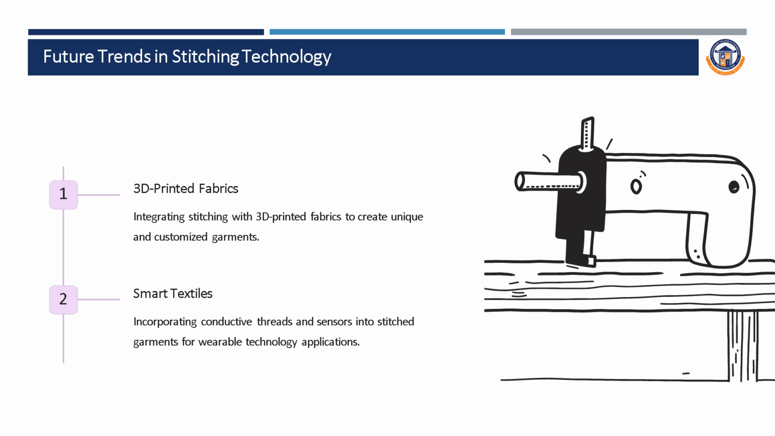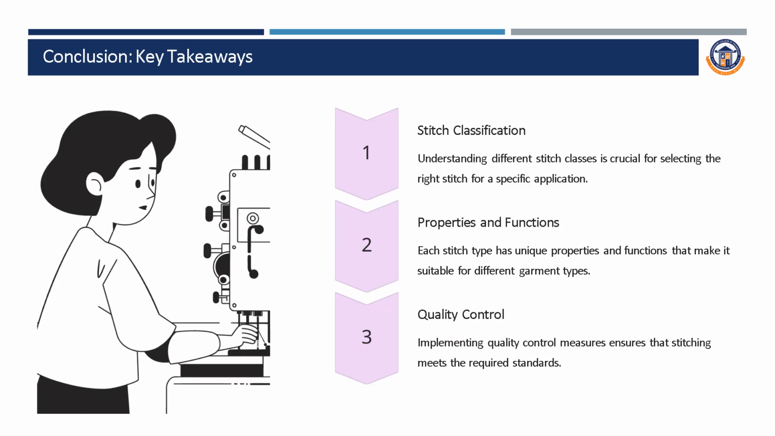Future trends in stitching technology. One is 3D printed fabrics, integrating stitching with 3D printed fabrics to create unique customized garments. Smart textiles is another future technology, incorporating conductive threads and sensors into stitched garments for wearable technology applications. In conclusion, we have certain key takeaways from the entire presentation.